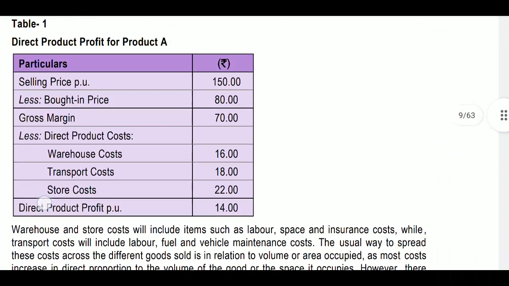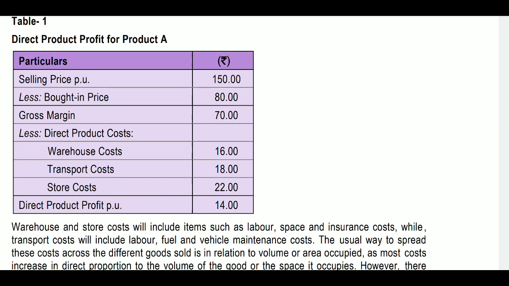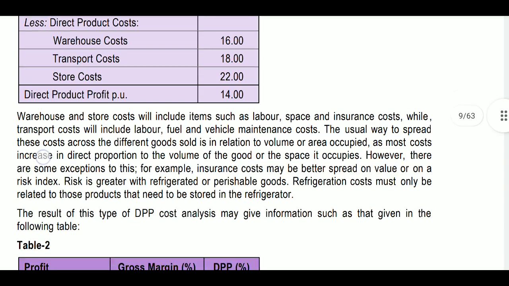So for that, the direct product profit of product A will be: selling price 150, bought-in price 80, and gross margin we will get 70 rupees. Less direct product cost, warehouse cost, transportation cost, store cost 22, we will get the direct product profit. Next, this is related to that.